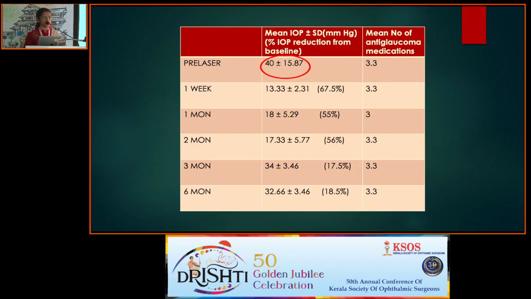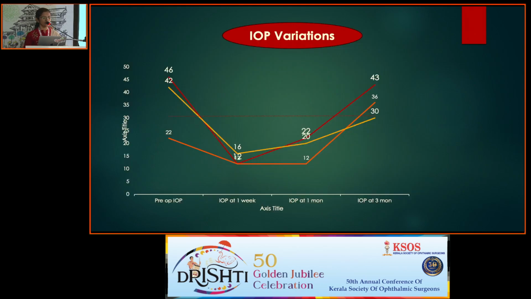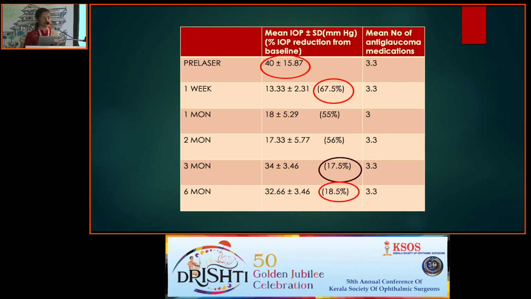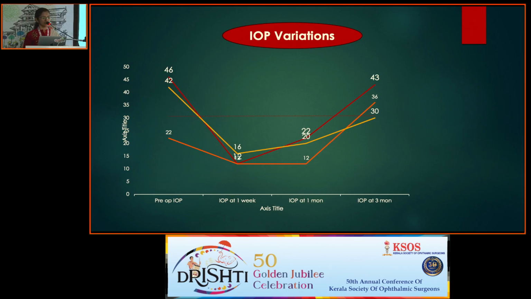The mean pre-laser IOP was 40 plus or minus 15.87 millimeters of mercury. At 1 week, we had a 67.5% reduction of intraocular pressure. But by 3 months, IOP spiked back to 34, and it remained high at 6 months also. The number of anti-glaucoma medications was adjusted at the 1 month follow-up, but by 3 months it came back to the previous medications. The IOP dip was there at 1 week and maintained for about 1 month, but after 1 month the IOP spiked back.